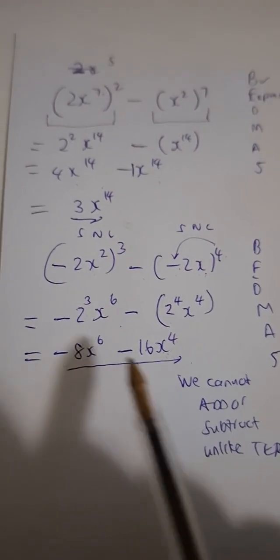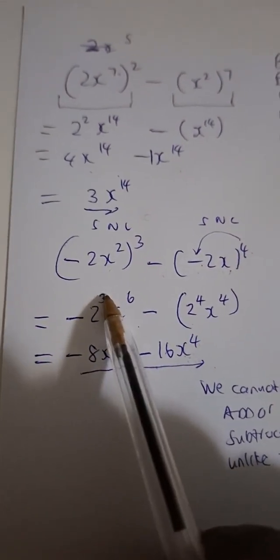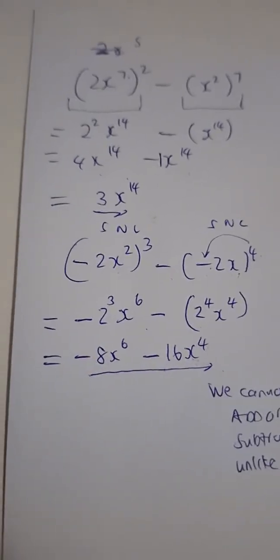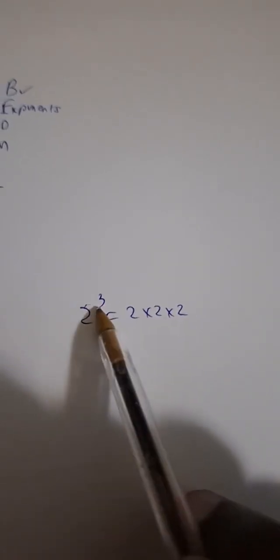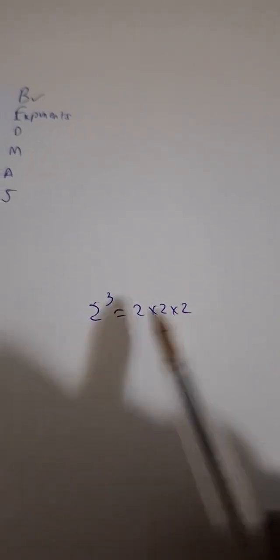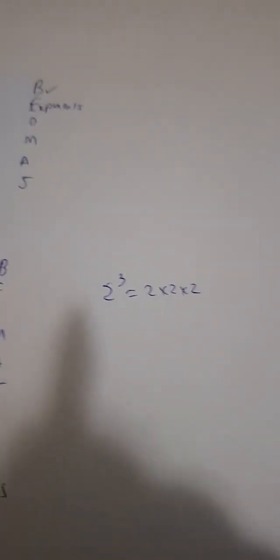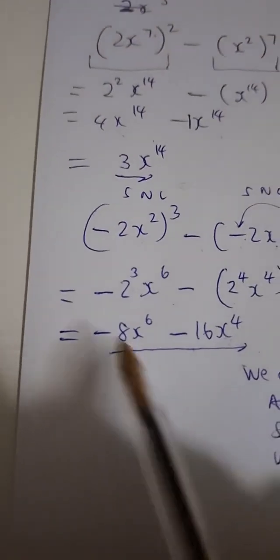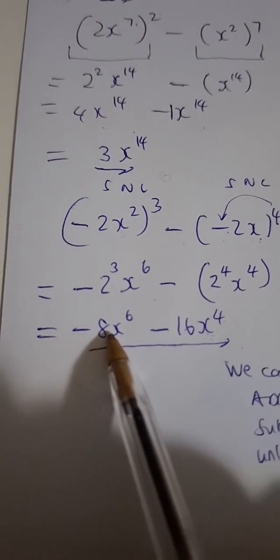How did you get the 8? What's 2 to the power 3? Remember, 2 to the power 3 means 2 times 2 times 2. 2 times 2 is 4. 4 times 2 is 8. That's where the 8 comes from. And it's negative. Okay?